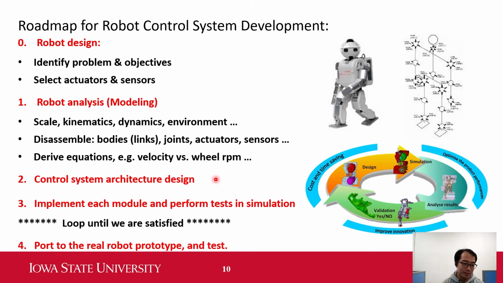After modeling, we design the control system architecture. We implement each module in the architecture and perform tests in simulation. This could loop a lot of times until we are satisfied. So: model, design, implement, and do this again. After we are satisfied, we port the code to the real robot prototype and test it on the real robot.